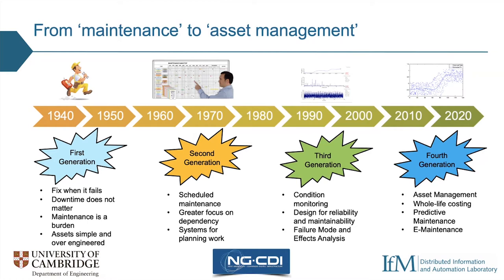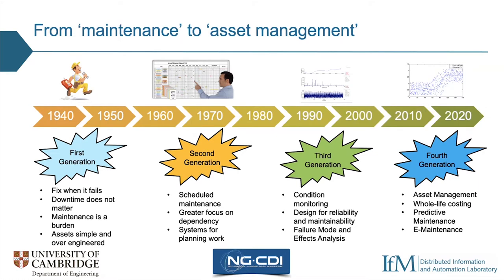So in this, what I call the fourth generation of maintenance, we talk about asset management, we talk about whole life costing or life cycle costing, and as I said, predictive maintenance and so on. So that's roughly the journey that we have been through over the last few decades in terms of the understanding of this whole area of maintenance and operation of equipment.